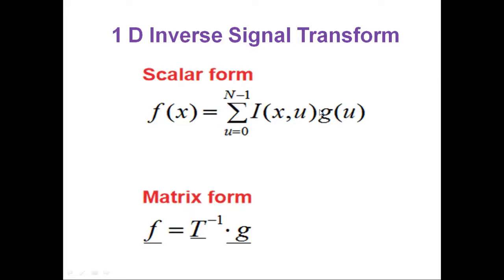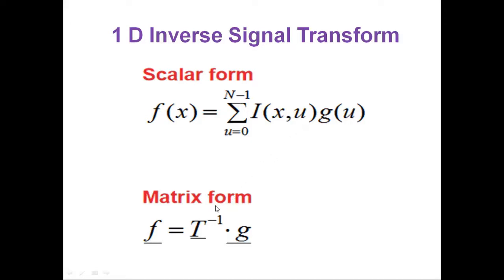Here, from the computed transform values G(u), we are getting back the signal reconstruction using this formula. I(x,u) is the inverse kernel multiplied by the computed transform coefficients, and with coefficients varying from 0 to N minus 1, if you do the summation, then we get the signal reconstruction. f(x) is a signal, x varying from 0 to N minus 1, and for all the points in the frequency domain from u equal to 0 to N minus 1, we are summing these transform coefficients multiplied by the inverse kernel.